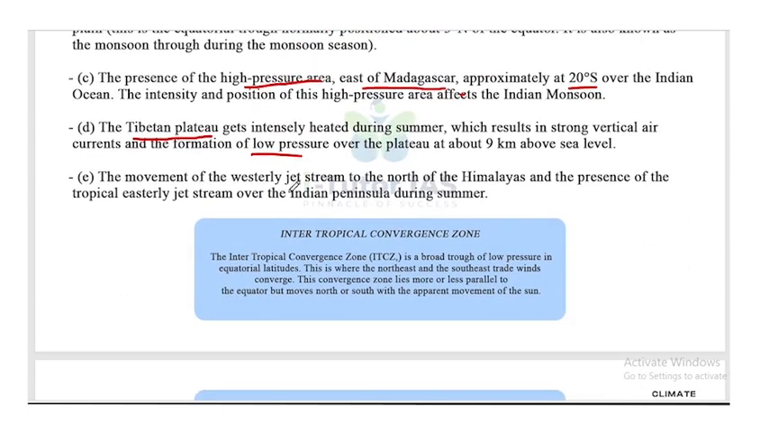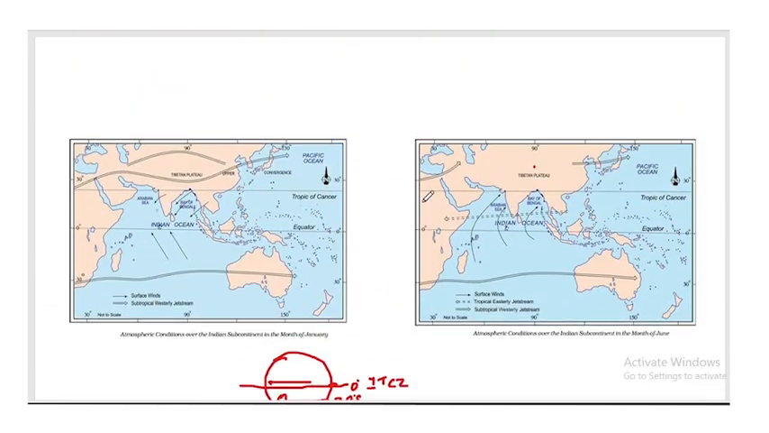Now, the movement of the westerly jet streams to the north of the Himalayas and the presence of the tropical easterly jet stream over the Indian peninsula during summer. So the next factor is the movement of the westerly jet streams to the north of the Himalayas and the presence of the tropical easterly jet stream over the Indian peninsula during summer. So these are the factors that affect the Indian monsoon.